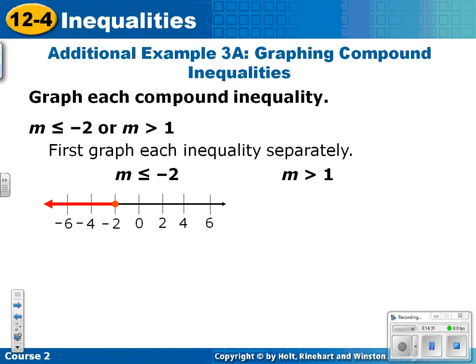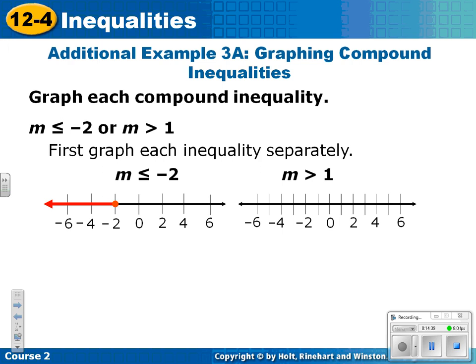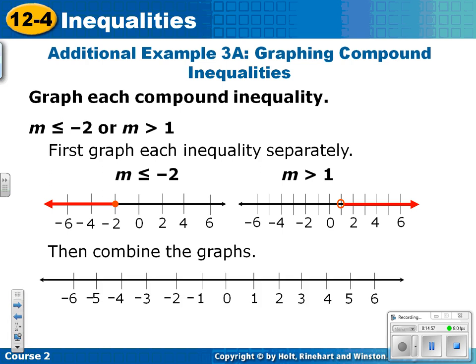And then you got to graph the second inequality. And we go, well, M is greater than 1. So we're going to put a circle at 1. Everything to the right or to the left? Because the value of this is anything that's more than 1, to the right. Then we're going to take a number line and combine them together and put it on a number line. I want both of them on one number line.